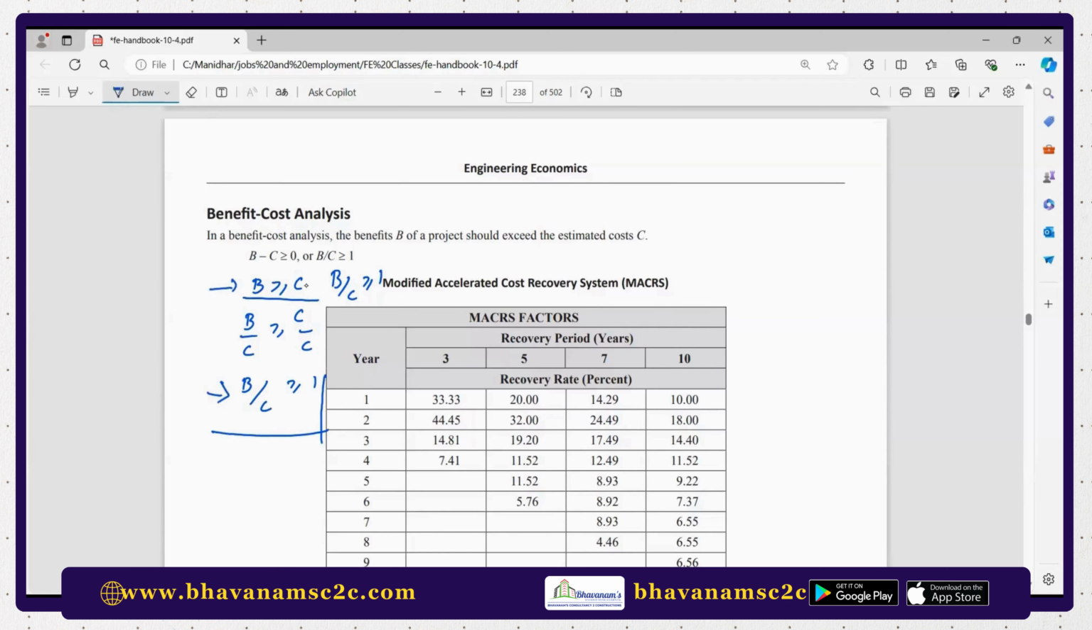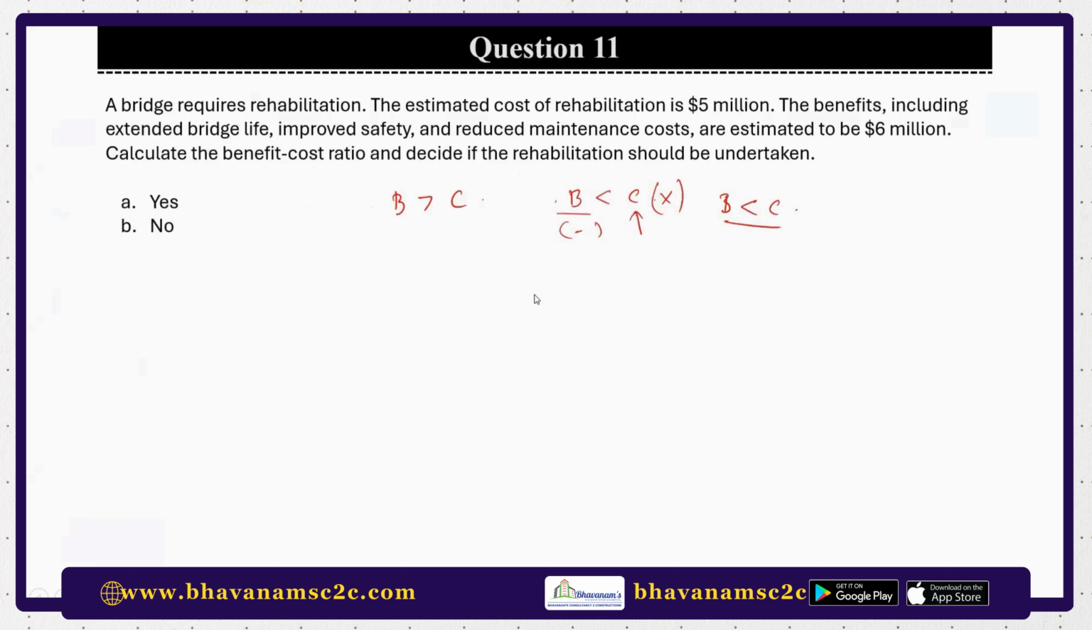Okay, let's jump on to the presentation once again. So in this case, whether we can go with the project or not? You said right. The cost is $5 million, and the benefit is $6 million. Since the benefit is greater than cost, we can go with the project. Am I correct?